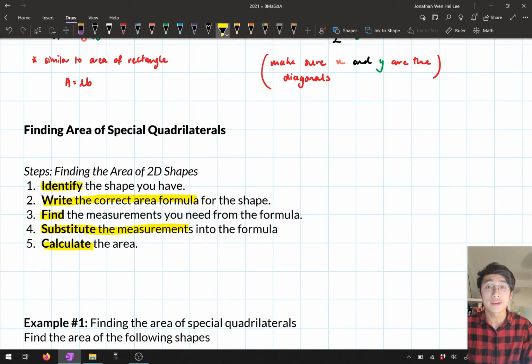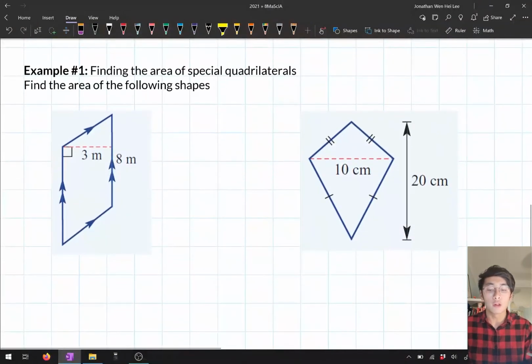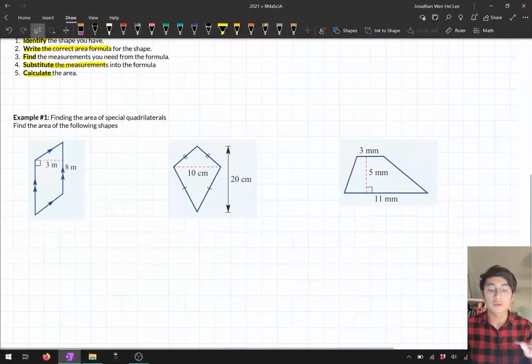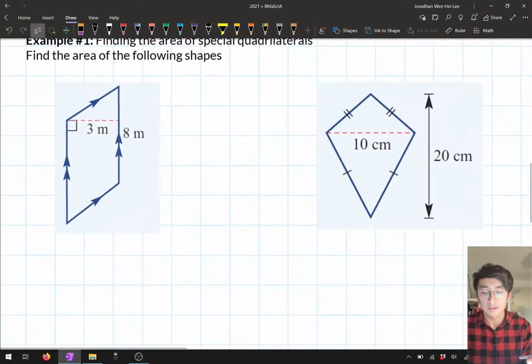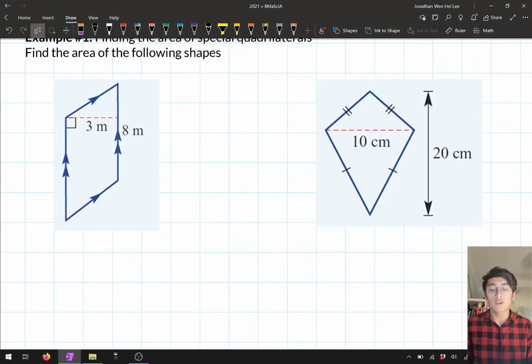So let's have a go at a few examples of finding the area of a few special quadrilaterals. So here, find the area of the following shape. We've got three examples here that match up with our three shapes up there. So let's have a look at this. First one here, we've got this shape over here. Now let's have a look at the shape and figure out what type of shape it is.